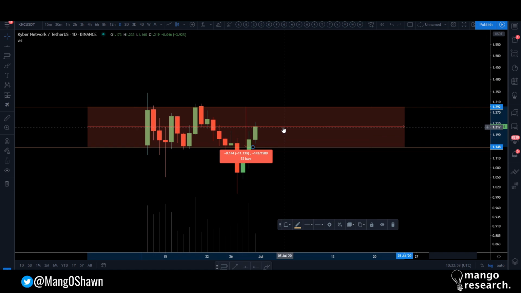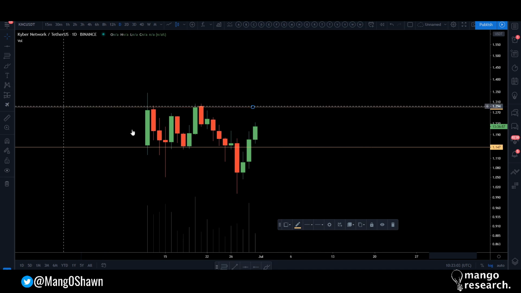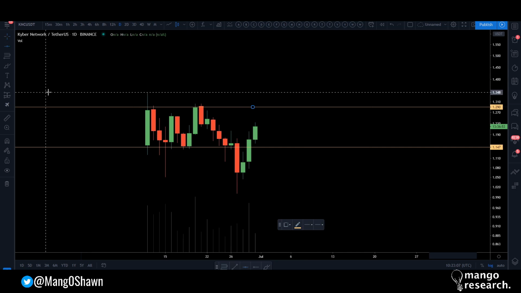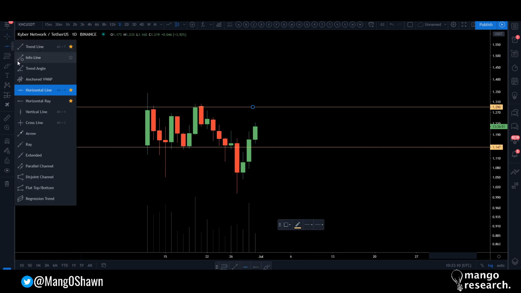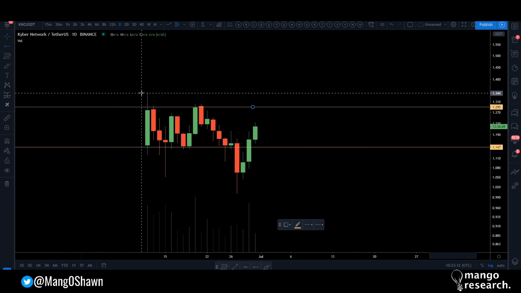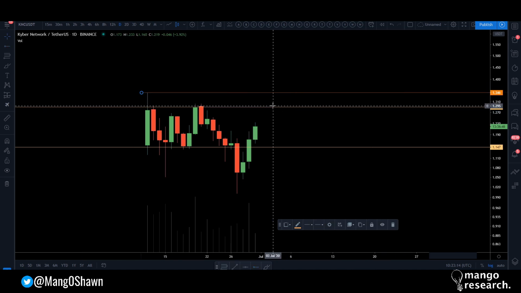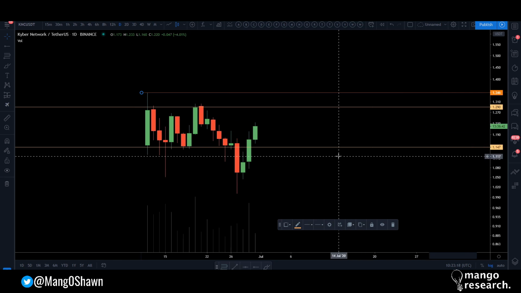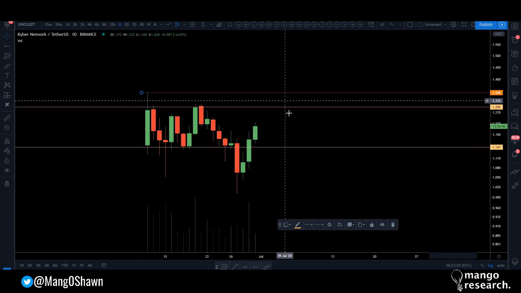If we can close above 121, guys, I'll be looking for a move to around $1.30. If we can close above 130, then hey, next target, next major region will be somewhere around here. I don't want to mark a horizontal for that one. I'll be marking this as, it's not super major, but pretty important at $1.34. After that, it's a blue sky breakout. The Kyber USD chart is actually pretty easy to read.